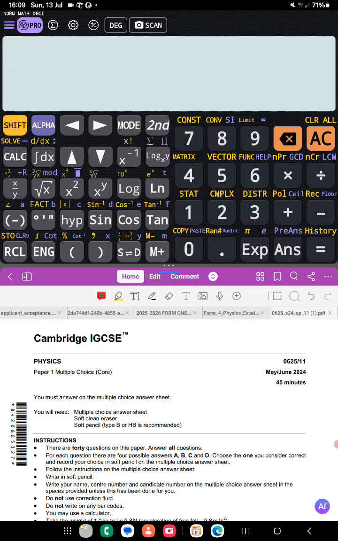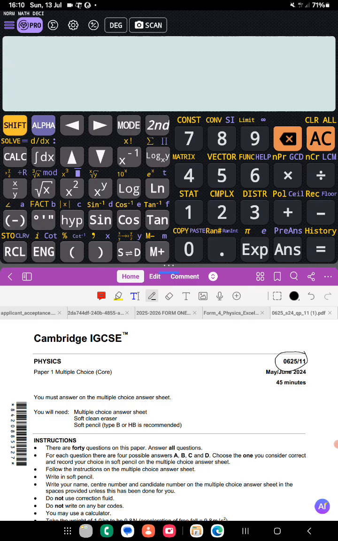And let me particularly invite the Cambridge students as well as the students from other curricula to gather here. We are looking at a physics paper. I would like to go through physics paper 1, which is a core paper.